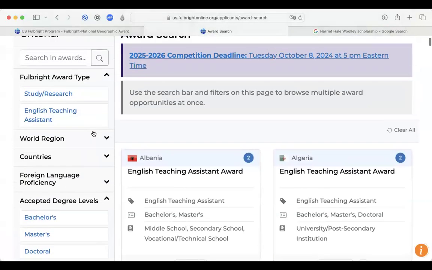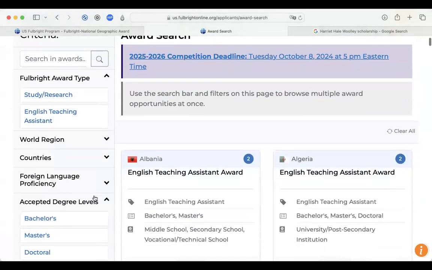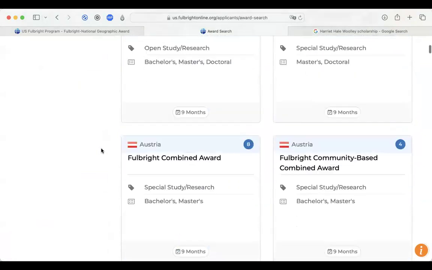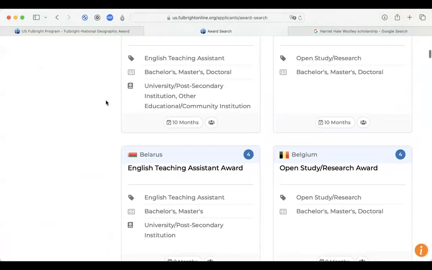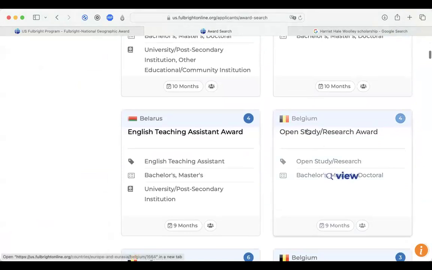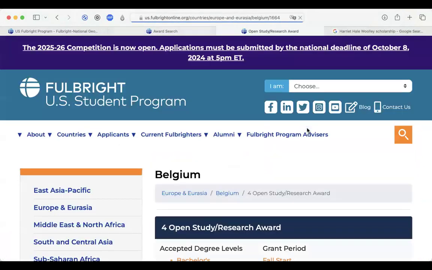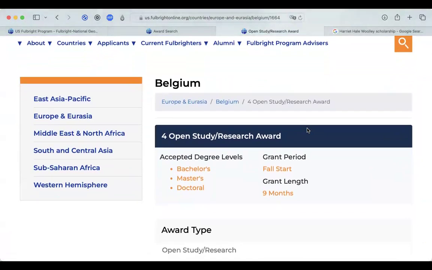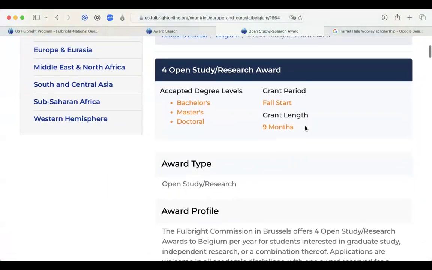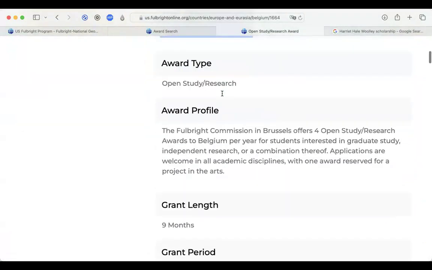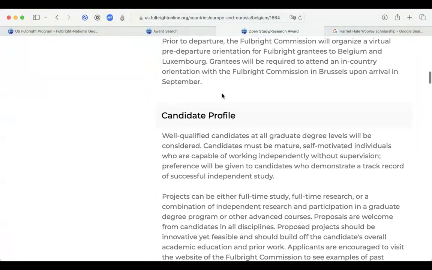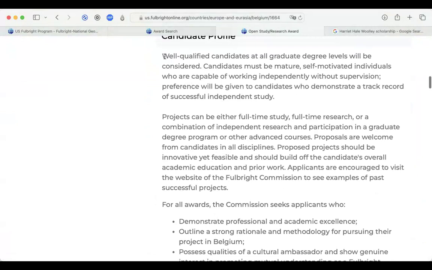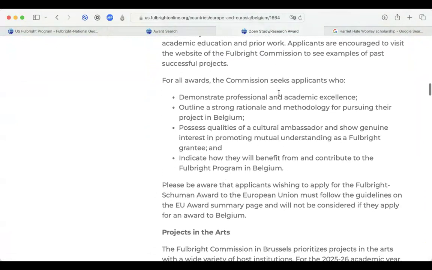So let's go ahead and march things backwards. And let's take a look at, for example, to pick a country, Belgium. Let's say you're doing Belgium. And we look at here, we see a variety of things that are available in terms of degree level. If we look at the candidate profile, track record of successful independent study, that makes sense. You'll want one of your recommendation writers to make that clear.